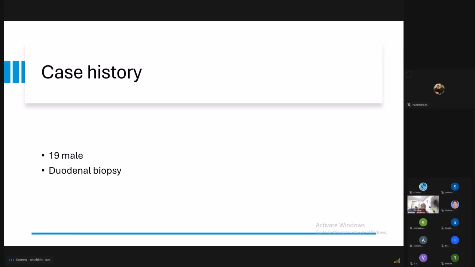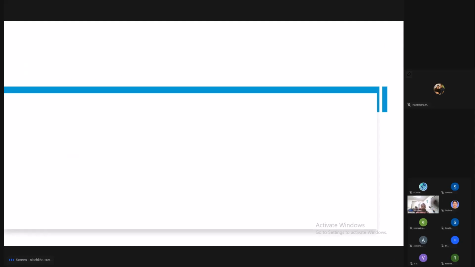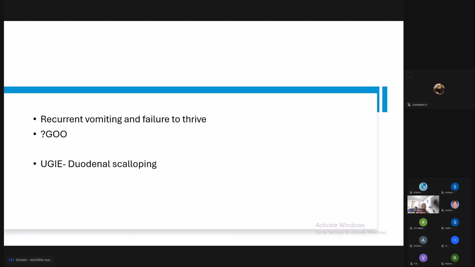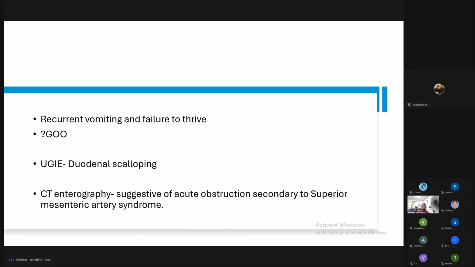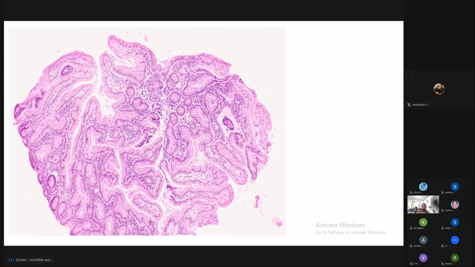The case provided was a 19-year male duodenal biopsy. This patient came to us with complaints of recurrent vomiting and failure to thrive, and clinically was suspected to have gastric outlet obstruction. Upper GI endoscopy was performed, which showed duodenal scalloping, and on CT enterography, features were suggestive of acute obstruction secondary to superior mesenteric artery syndrome, for which the patient underwent surgery and was treated. Subsequently, the duodenal biopsy was sent to us.